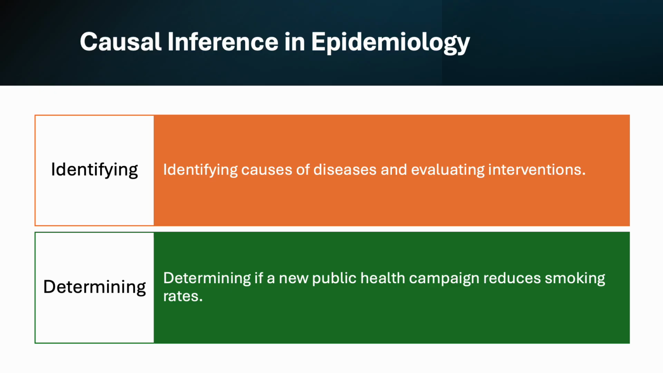Researchers can assess its effectiveness. This field is critical for improving public health. If we can prove that a campaign causes a drop in smoking, governments can invest in similar programs. Causal inference helps separate real effects from coincidences, ensuring that health policies are based on solid evidence.